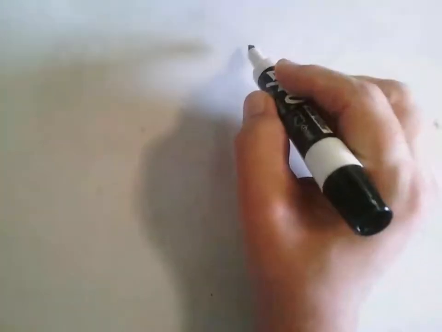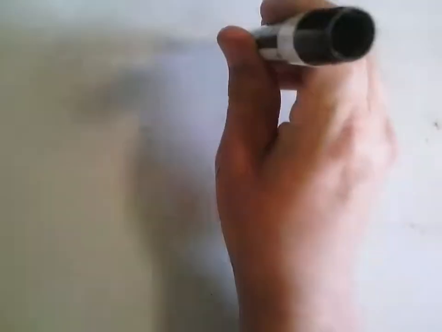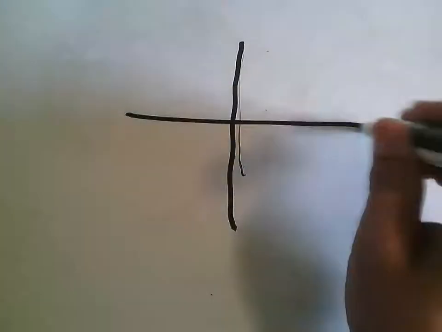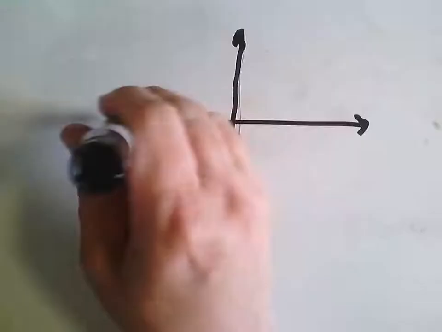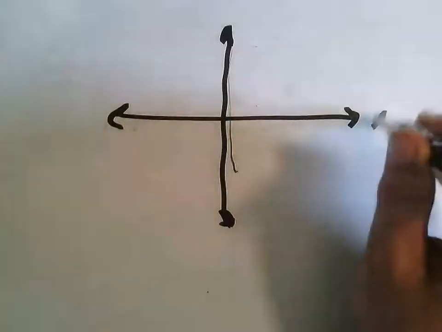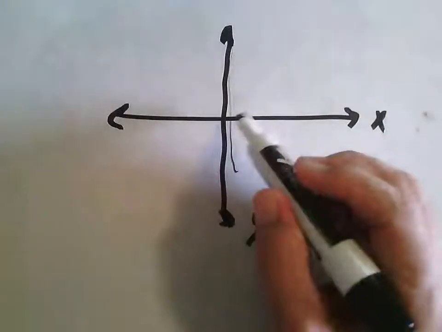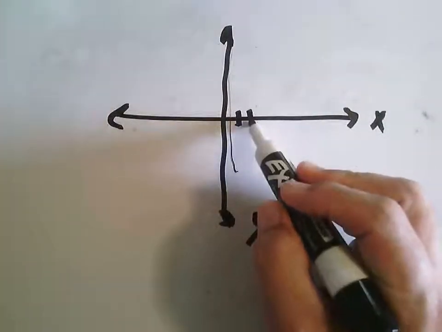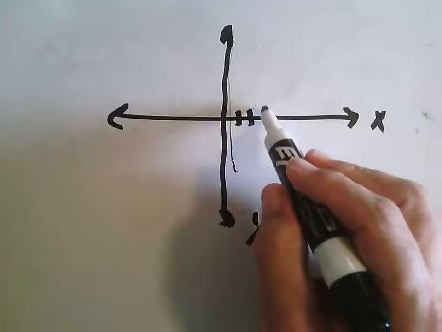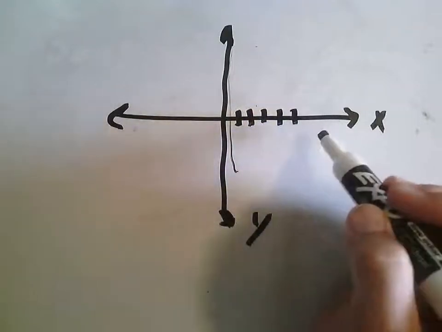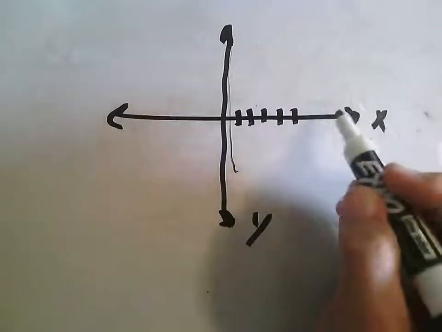Now I'll be sending graphing paper to actually do this with, so I'm going to just draw mine out. When we graph these coordinates, always just label x and y. You don't have to do that, but it just helps me keep things straight. And then everything to the right of this line is a positive number. Everything to the left is a negative number.